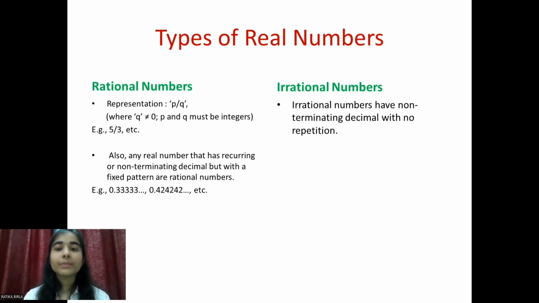Let's consider irrational numbers. Irrational numbers are those numbers that do not have a repetition after decimal. For example, 1.41421. They do not have a repetition after decimal, but they never terminate. So this is an irrational number. 1.73205. This is also an irrational number because after decimal, none of the numbers is repeating, or none of the group of numbers follows a definite pattern of repetition. So it is also an irrational number.